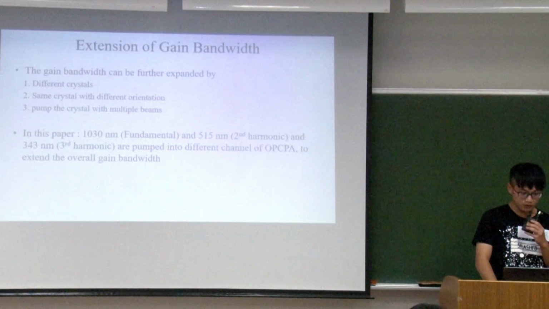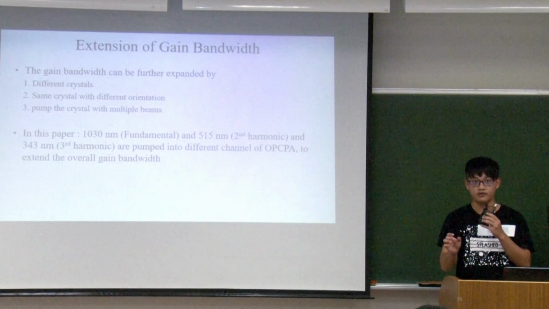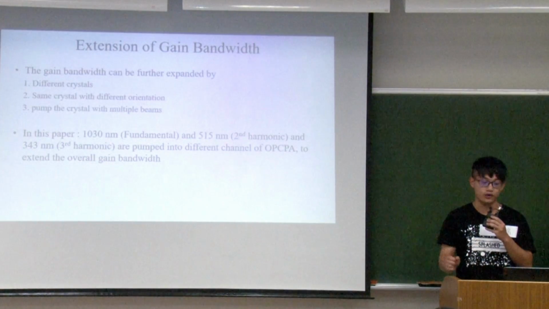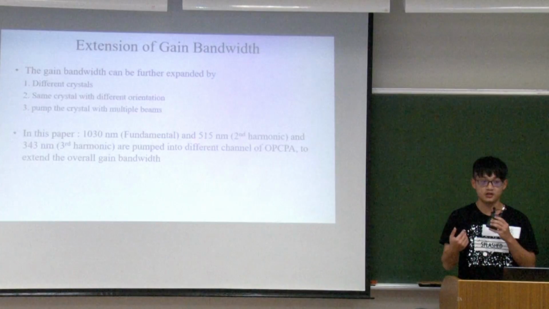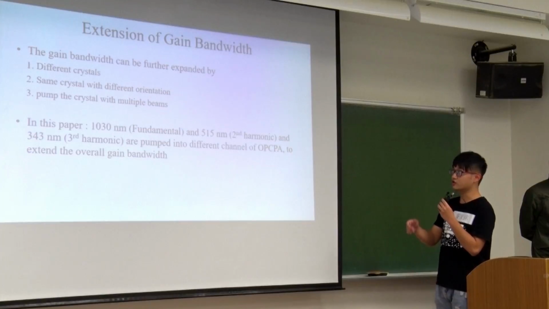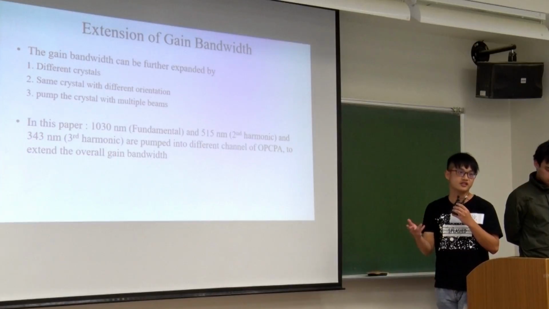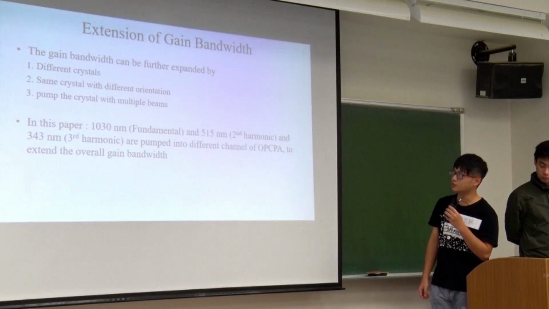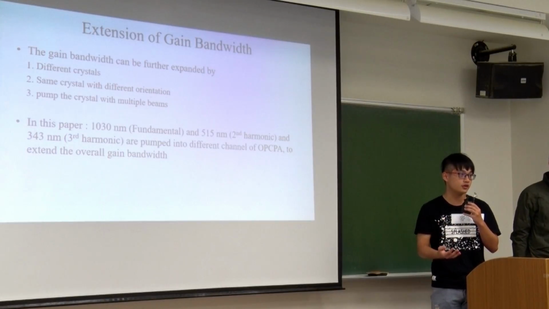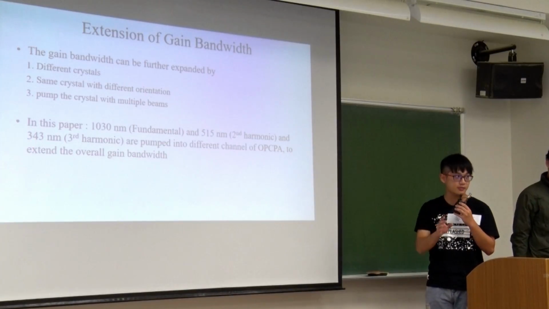So here's what we think. Because we want to generate a very short pulse, you have to have a very broad spectral bandwidth, and that means your gain bandwidth has to correspond to it, so it has to be very broad also. Here we talk about how to broaden the gain bandwidth, first by using different crystals. I think this is intuitive. And second, the same crystal with different orientation, because nonlinear optics is highly dependent on polarization and orientation. So if you change your orientation, things may be different.